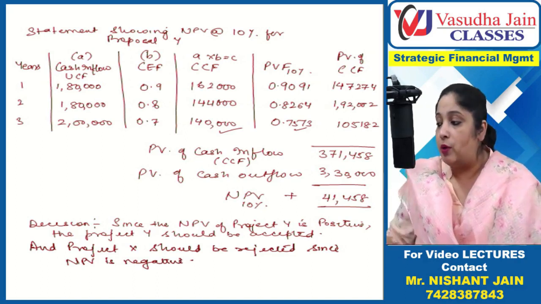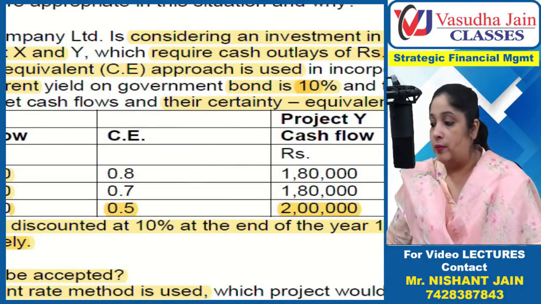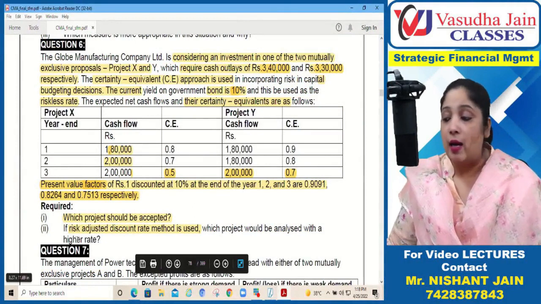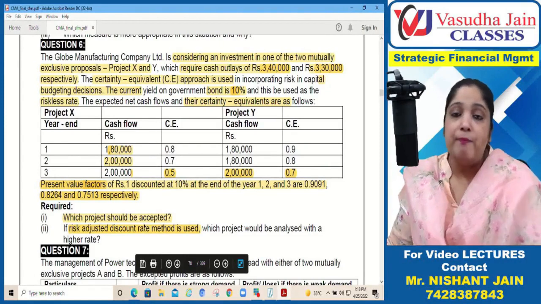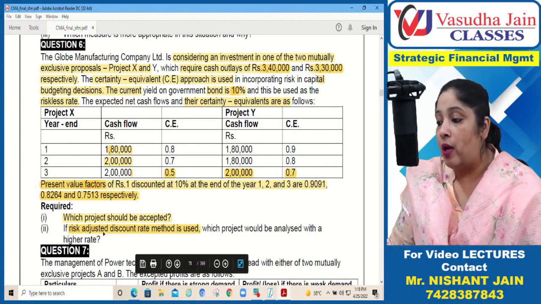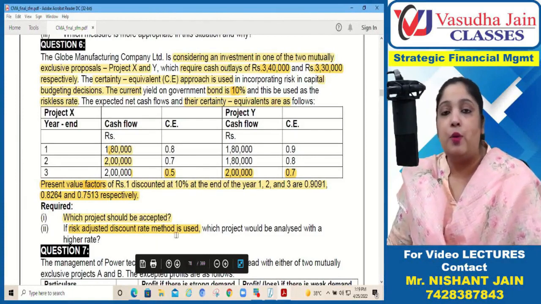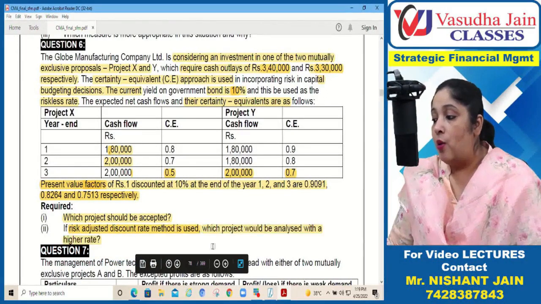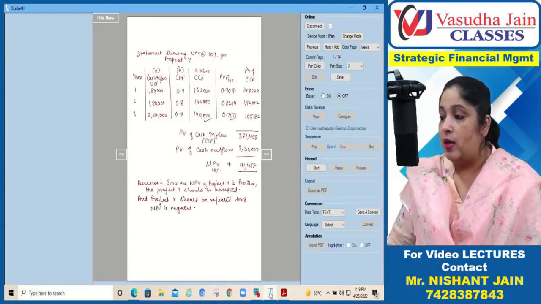Now, in the B part of the question, they have asked us something different. They have asked if risk adjusted discount rate method is used. Now, this is my second part of my lecture, so I cannot explain it now, but a little bit I want you to explain which project. Forget about the risk adjusted discount rate method. Just answer this portion. Which project should be analyzed with a higher rate? Now, what does this imply? Let's have a discussion.